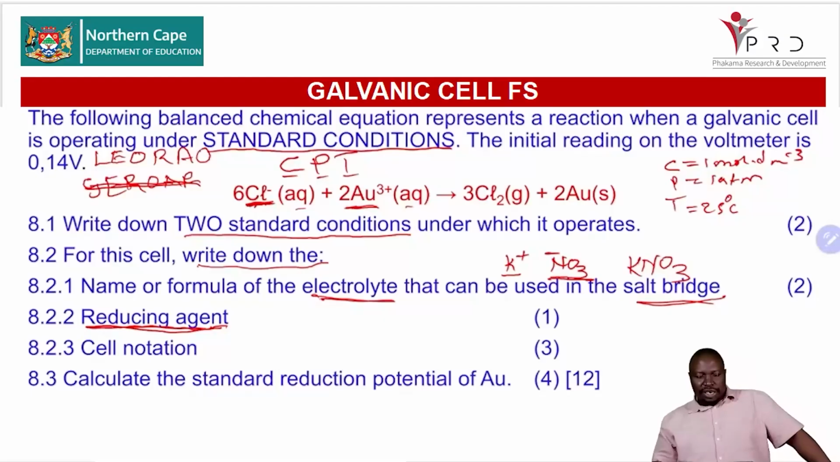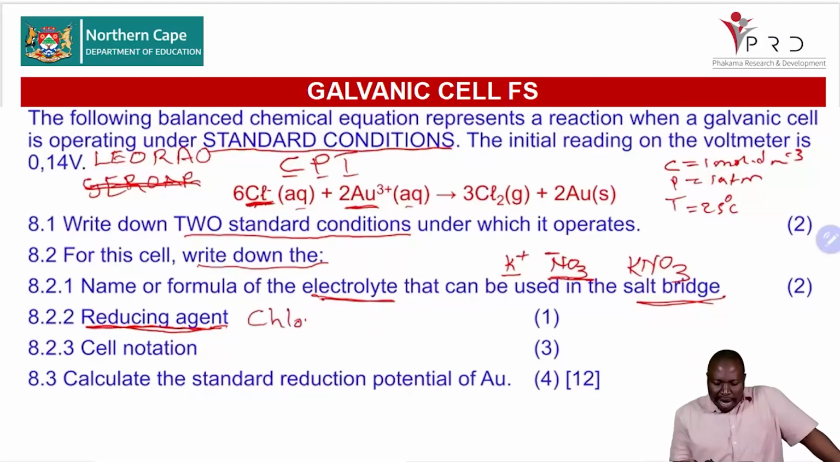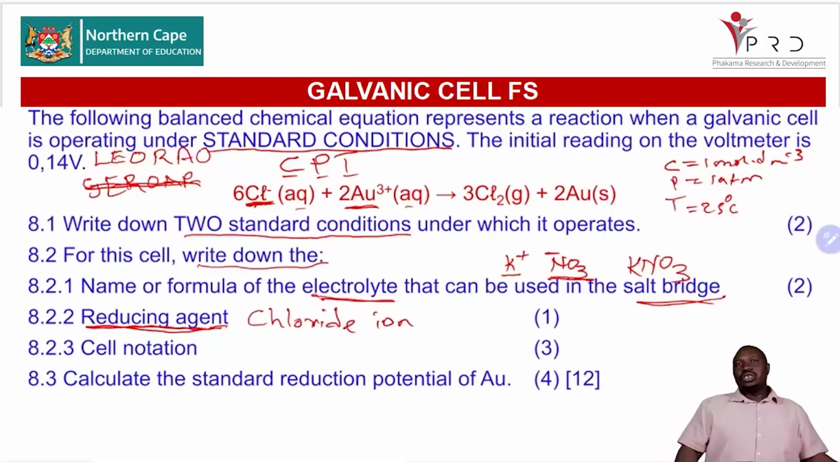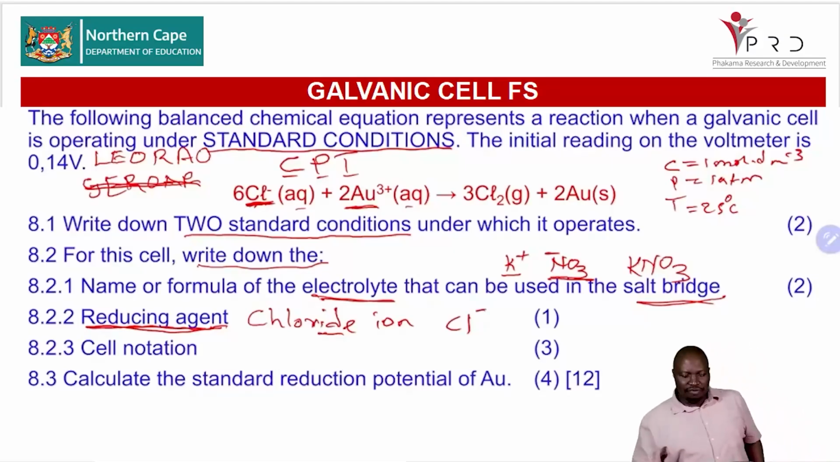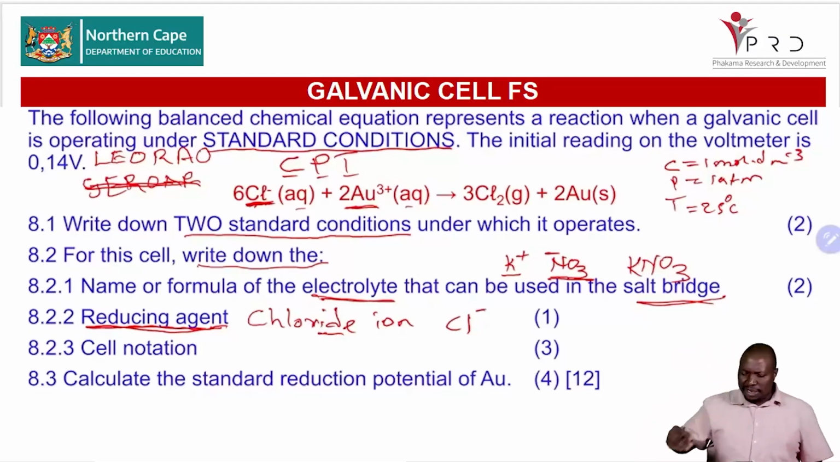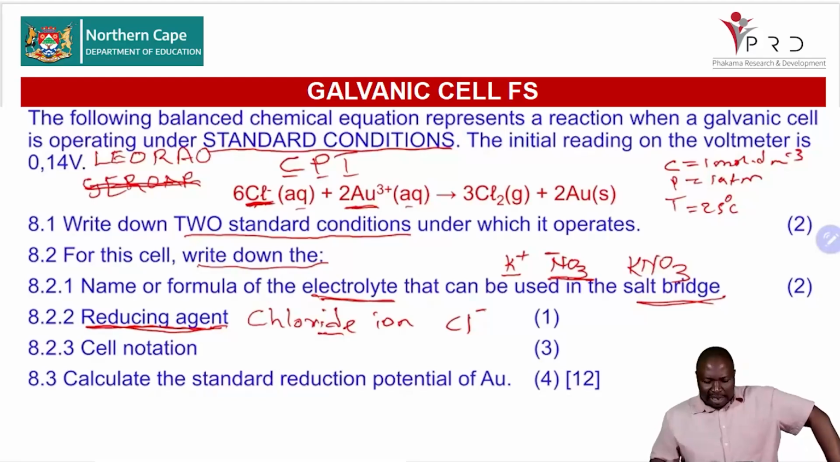So our reducing agent there will be Cl-, or you can say chloride ion. I've seen that the majority of our learners will write chlorine ion, which is not correct. It must be chloride ion. The best way is to just write Cl-. We will be able to give you 1 mark for writing Cl- as your stronger reducing agent.